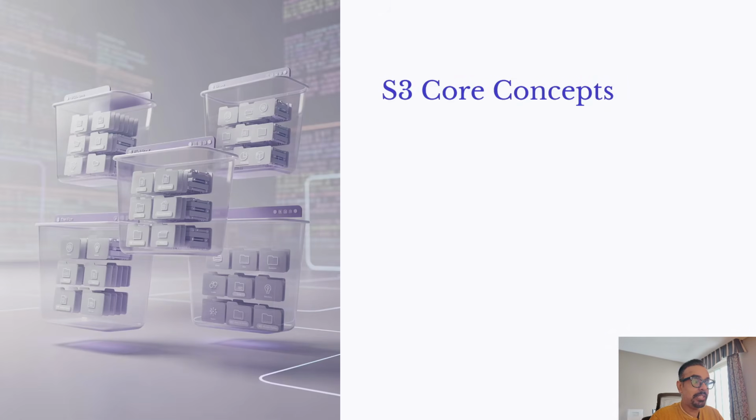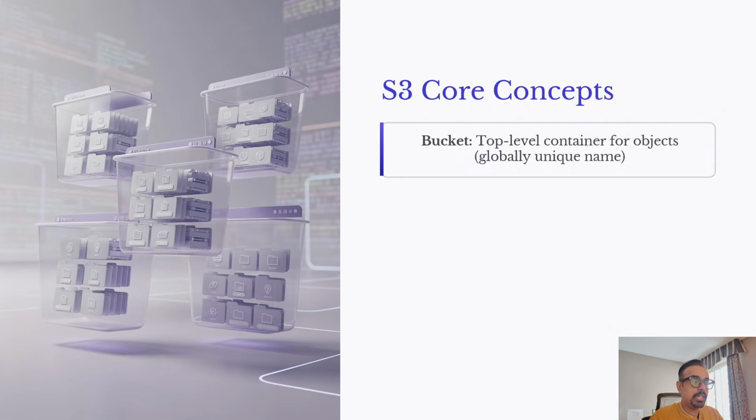Before we get hands-on, let's understand three fundamental concepts in S3. A bucket is your top-level container in S3. Think of it as the main folder that holds everything. What's critical to know is that bucket names must be globally unique across all AWS accounts, not just your account. If someone in any other account has already taken a bucket name, for example my-data, then you cannot use the same name because it has already been used by someone else.